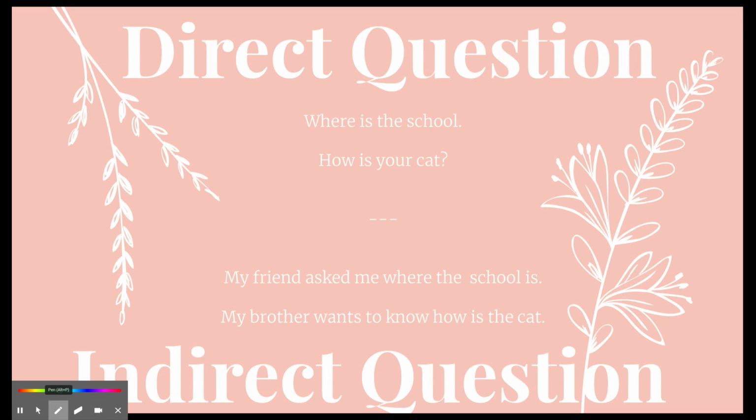You can see here I've already failed basic kindergarten and I don't have a question mark at the end of my question, so let's go ahead and fix that. So the direct question is, where is the school? You just want to know where the school is. And the other direct question is, how is your cat? I'm sure these are all quality questions that you ask each other on a daily basis.